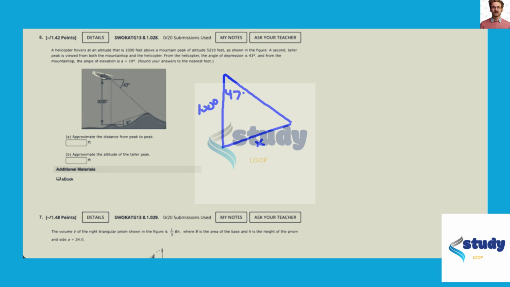There are probably other ways to solve for it, but we also know that this angle is 19 degrees, another right angle here. 90 minus 19 is 71 degrees. This would have to be a 71-degree angle in the triangle, which then allows us to find the third angle in this triangle. 180 minus the 47 minus the 71 leaves us with 62 degrees here. And we can do the law of sines.